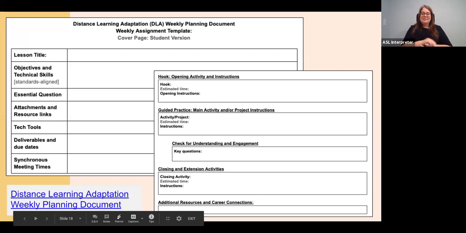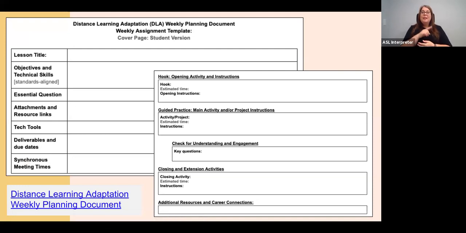Next slide, please. This is the distance learning adaptation planning template. This is actually designed to be student facing. So this would be like the cover sheet you would upload in an LMS every week for your student so that they're clear on what the lesson title is, what the objectives or standards are for that lesson, what is the essential question. All the attachment and resource links are right there up top. So they don't have to go hunt for them. They're not anywhere else. For this lesson, we're using Padlet and Flipgrid. So their tech tools are clearly outlined, what the deliverables would be, and any due dates associated, and when their meeting times are. So this is just kind of like a snapshot of the cover sheet of what a lesson would look like. And then it goes into the structure.